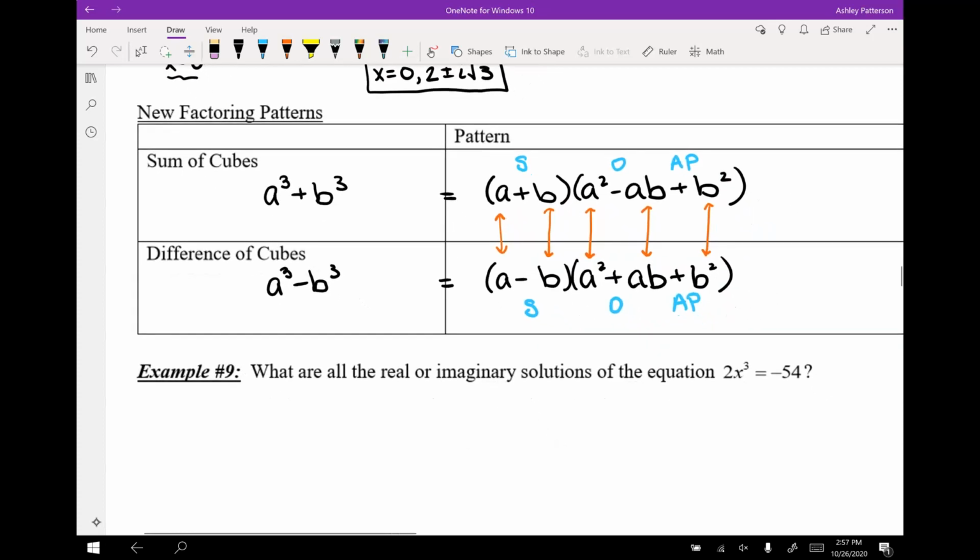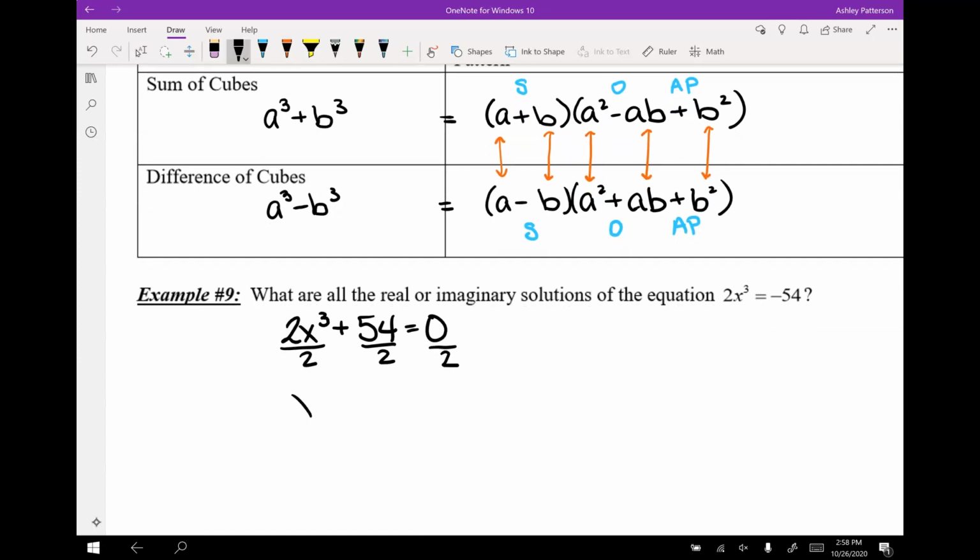All right, so let's do an example with one. That way we can get a little bit more comfortable with this pattern. And notice right away, if I'm going to solve, I have to set it equal to 0. So 2x cubed plus 54 is equal to 0. I notice that it has an x cubed and then a constant, but neither one of them are cubes. Oh, that's right. Patterson said to always, always look for that greatest common factor. And they have one. So let's divide everything by 2 and see where that leads us. We get x cubed plus 27 equal to 0.